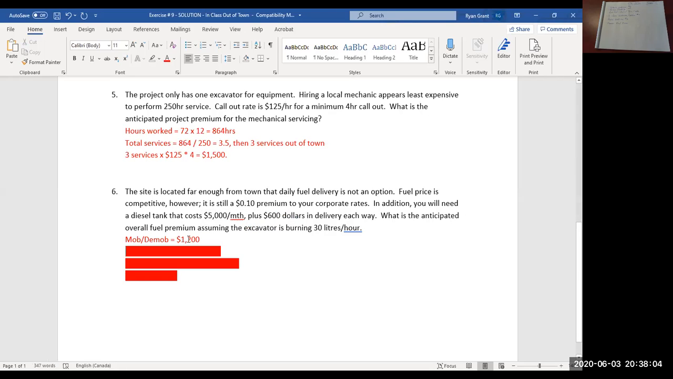So those are MOB charge, so that's simply $600 times 2 ways, so $1,200. So the rental, so we said we're up there for 12 weeks, so that's 3 months, right? 12 divided by 4 is 3 months. So 3 months times 5,000 a month. So there's our rental bill, 15 grand.